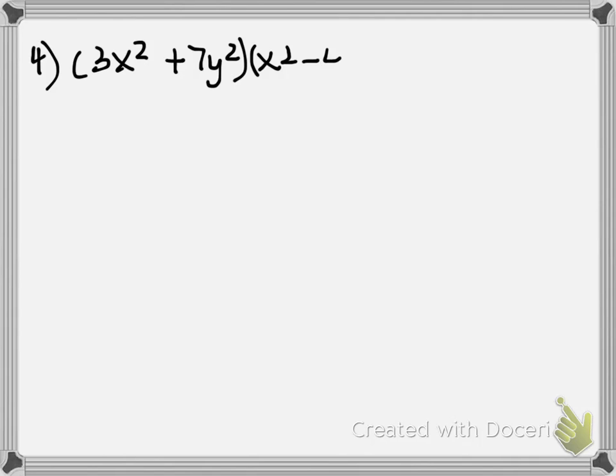Here's your hairy problem. Oops. Three x squared plus 7y squared times the quantity x squared minus 4y squared. So what makes this hairy, we've got coefficients for most of them. We have different signs. We have 2 different variables. So we've got a lot of things to pay attention to.